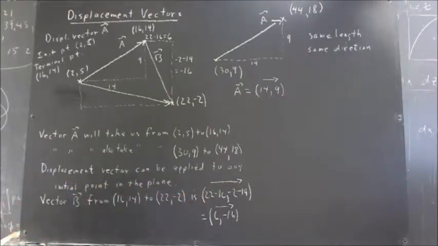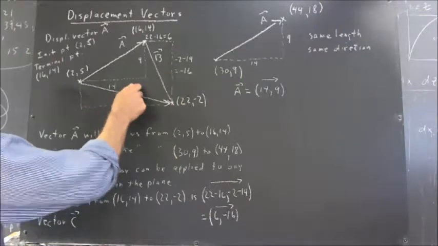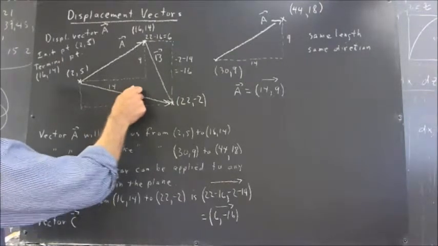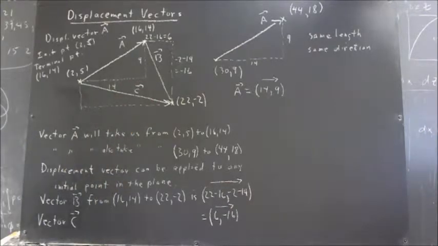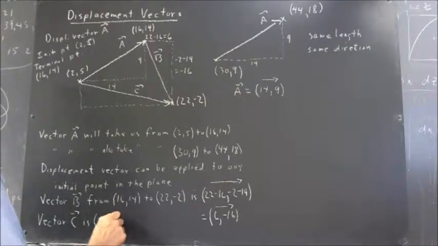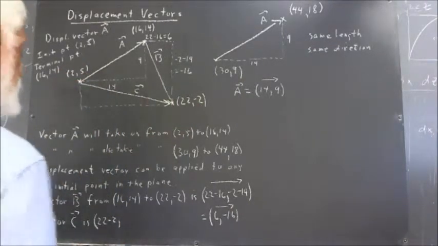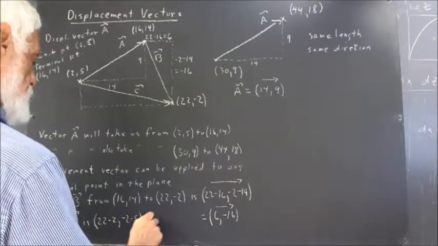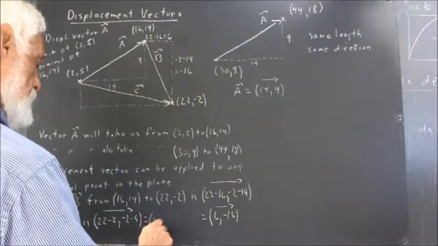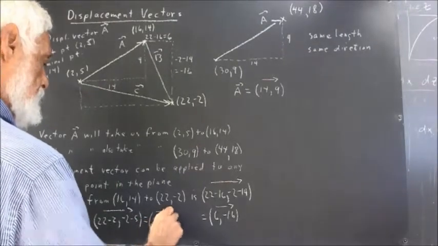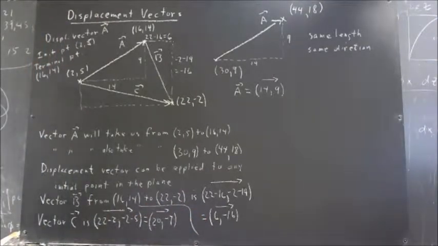Well, the way that imitates what we've done here. So we could say vector C, let's go ahead and label this vector C, is 22 minus 2, that's the run, and negative 2 minus 5 is the rise, so the vector is (20, -7). So that's straightforward. That just imitates what we did. There's another way to do it. Can you see what that might be?